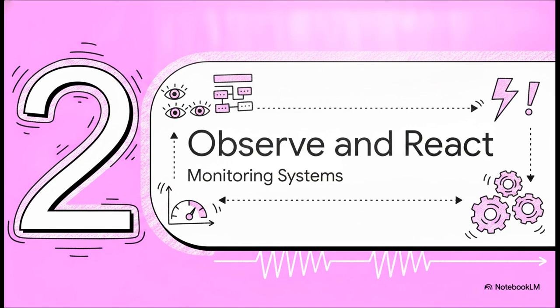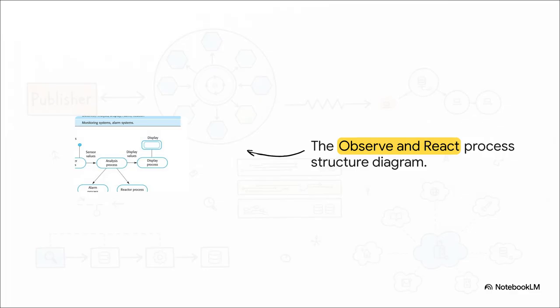Section 2, Pattern 1. Observe and React. Monitoring systems. Okay, let's dive into our first major topic, which is a highly testable concept for your exams: the observe and react pattern. Looking at this structure, you've got an observer process right at the front. It routinely collects and monitors data from a set of sensors, and then passes those values to an analysis process. Most of the time, everything is totally normal.